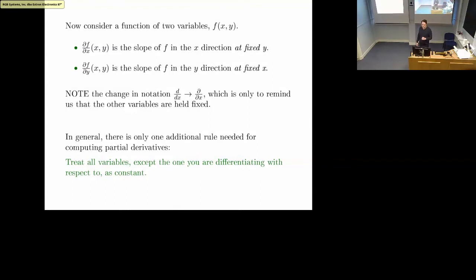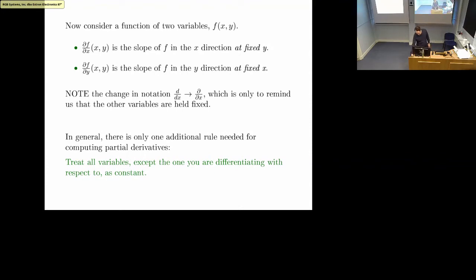And note here, there's just a small change in notation from what you're used to in the single variable case. In the single variable case, you have dx, and here we have this curly d dx. And this is just to remind us that when we're taking a partial derivative of a function, we're keeping all of the other variables held fixed. But besides that, actually computing partial derivatives is very, very similar to what you are already familiar with in the single variable case. There's really only one additional rule that you need to know, which is to treat all other variables besides the one that you're differentiating with respect to as a constant.